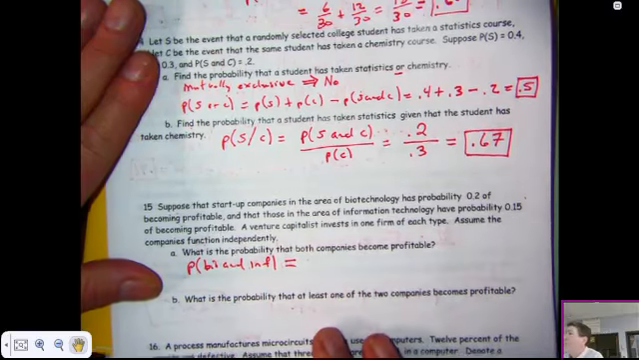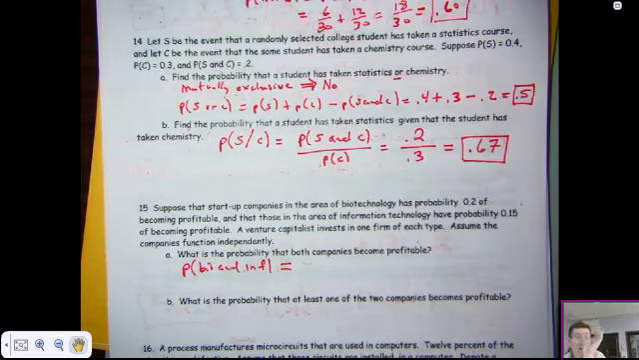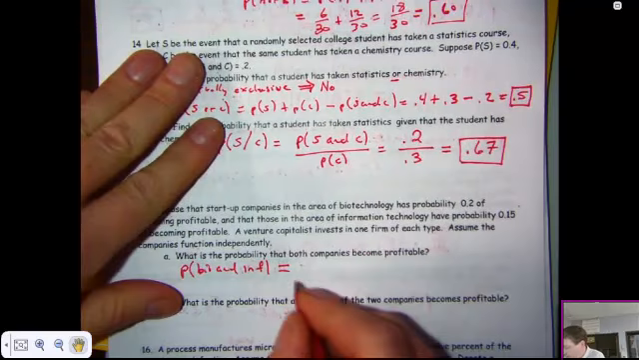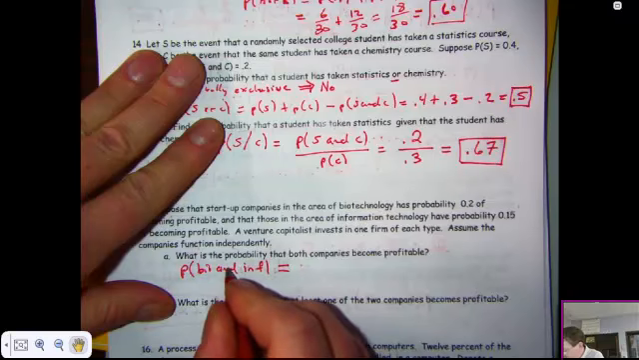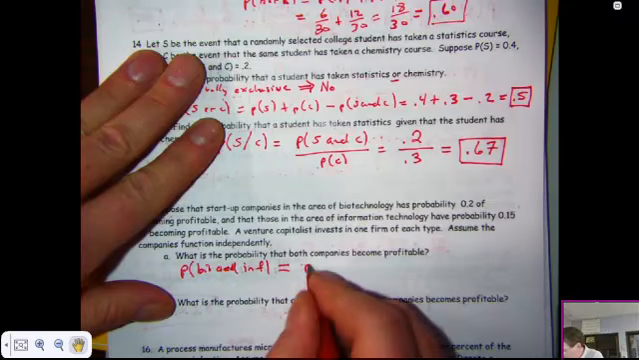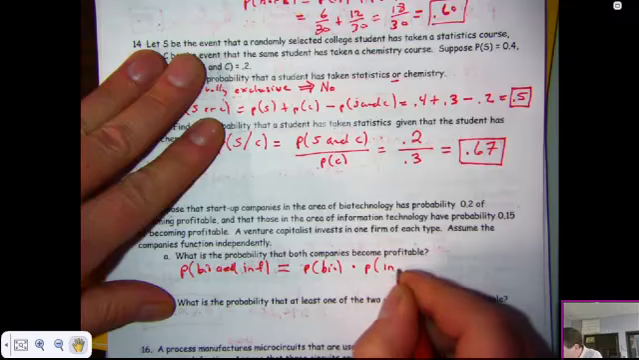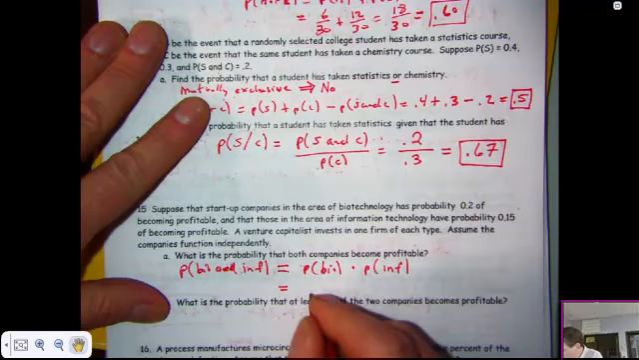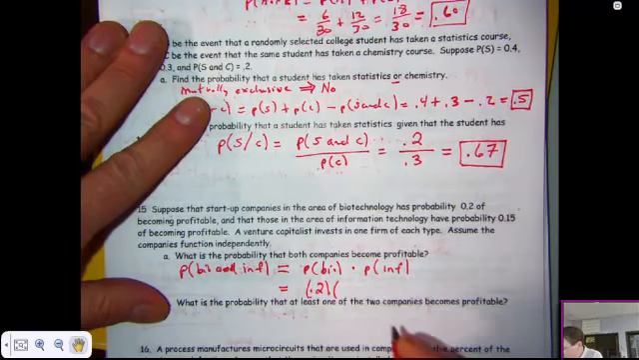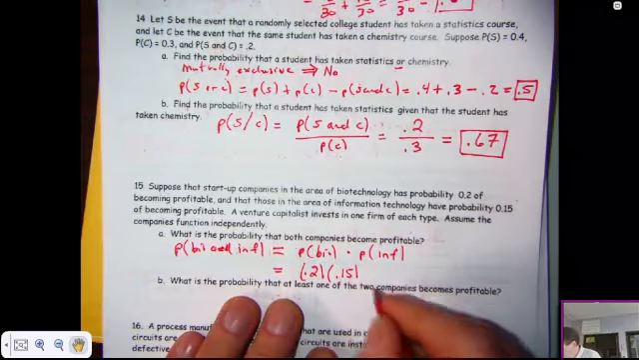Now, what formula do I use for this? Just the normal. Are they independent? Yes. That's the question you have to ask. If they're independent, then I can do it with these two. It's basically the probability of the bio being profitable times the probability of the information company being profitable. So do we know the probability of the bio? This is 0.2. The probability of the information, 0.03.